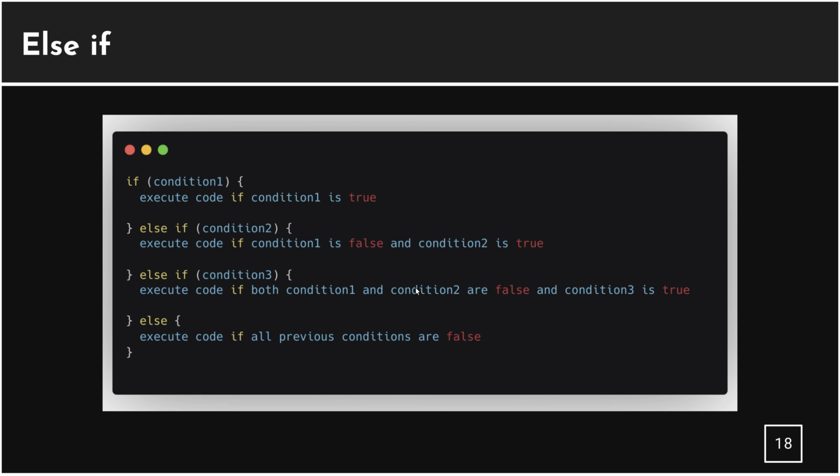Extending on that concept, we have the multiple else if statements. The difference right here is that we have different conditions, and each time we evaluate the current condition. So condition 1 is true, or condition 2 is true and the previous conditions are false. And finally we have else, which accounts for the case where none of the previous conditions evaluated to true.